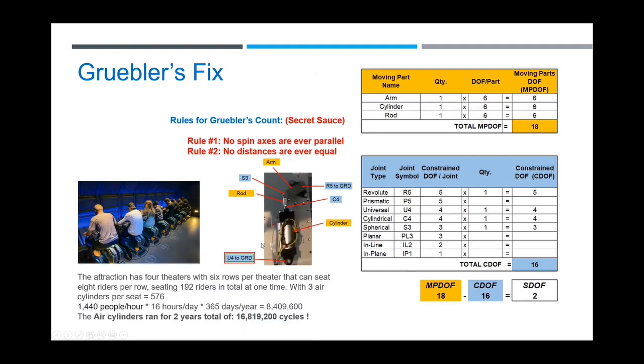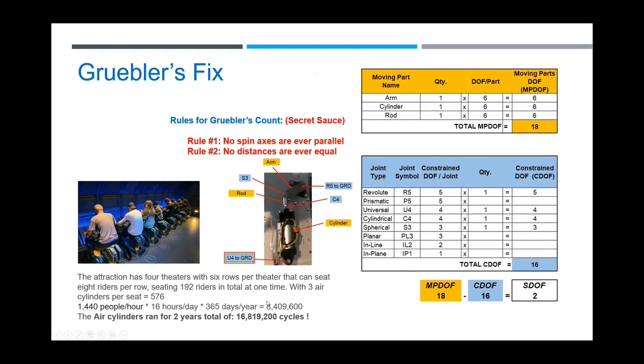And this is what I did when I was working on the Avatar ride. I was fortunate enough to design the mechanisms that go underneath the Flight of Passage ride at Disney here. There are 3 air cylinders used for the mechanisms that lock you into your seat. There's a seat that comes up on your back. There's a total of 192 riders, with 3 cylinders per rider, so it's 576 air cylinders that are used day in, day out.